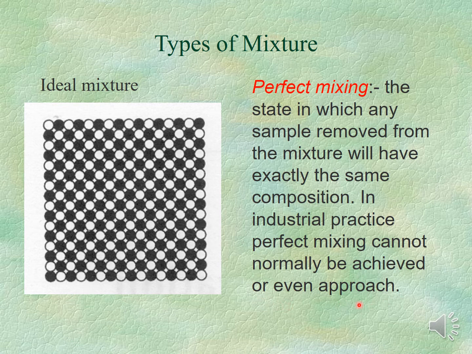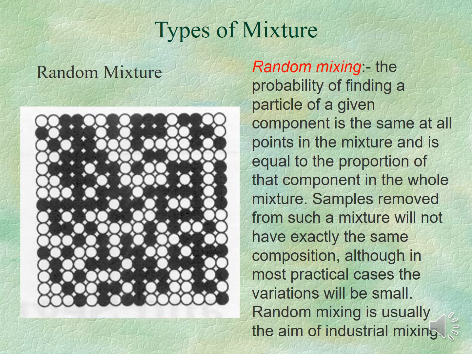this kind of mixture. So the best that we can aim for is random mixture, or what we call random mixture. Random mixture is where the probability of finding a particle of a given component at any point in the mixture is equally proportional to the whole mixture. What is meant by that is that when you take a sample from a mixture, you will not get exactly the same composition, but you are getting a very close case of variation, and the variation should be very, very small. So random mixing is that if I were to mix white and black powder together, and I sample from the top, or from the middle, or from the bottom, I should get more or less the same composition.